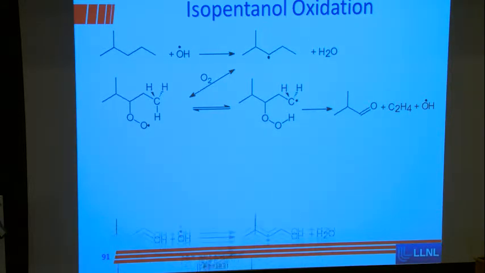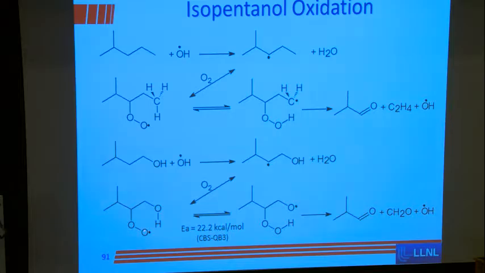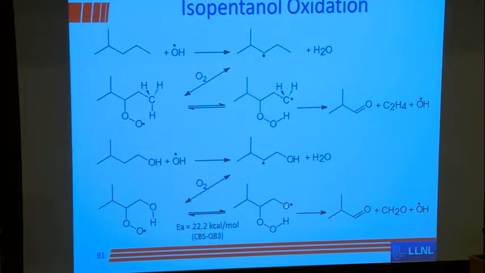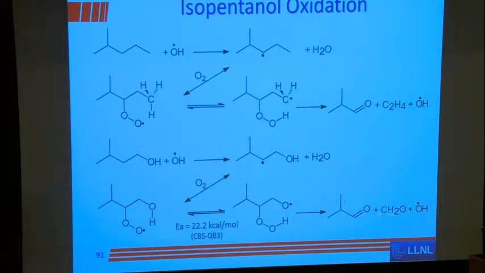But even if we do abstract at this other site, now we get this alkyl peroxy radical, and via a six-member transition state ring, we abstract this hydrogen atom. Again, we get this alkoxy radical, and we get these product species, isobutyraldehyde plus formaldehyde plus OH. But again, this cannot go on and add to molecular oxygen, giving you chain branching. It can only give you a propagation. This transition state is a six-membered ring, and it has an activation energy barrier of 22.2 kilocalories per mole. We calculated this in Galway at this level of theory.